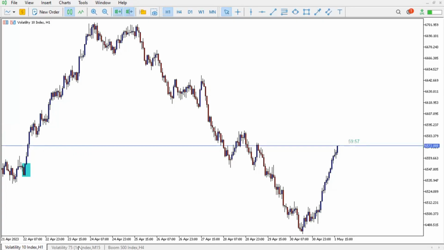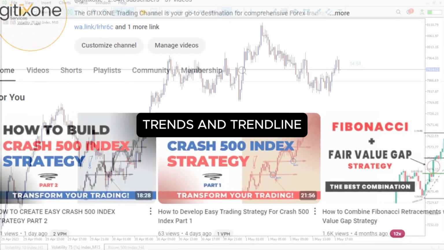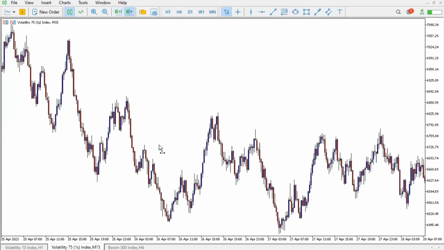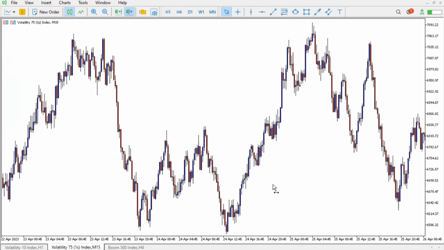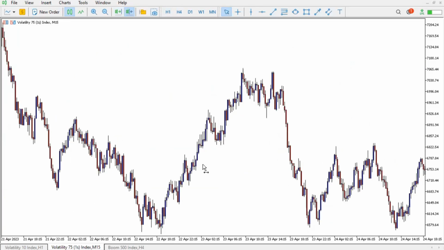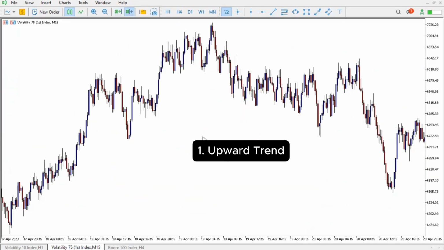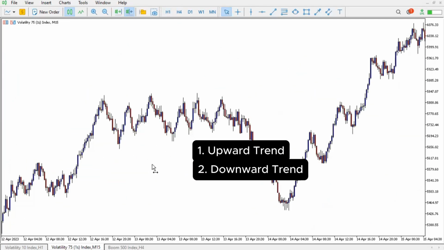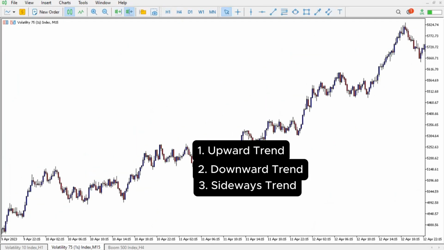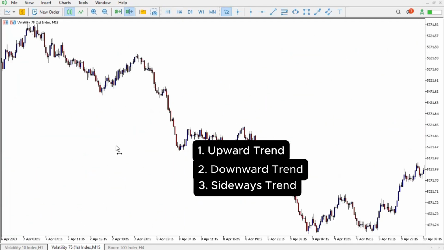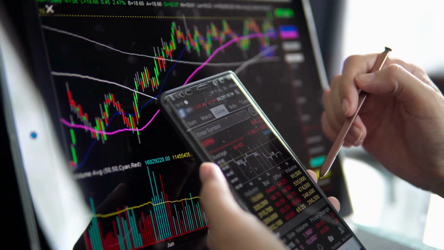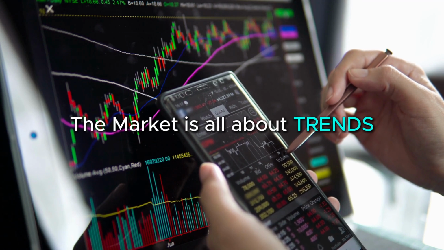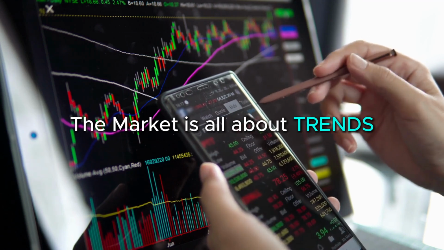So last week we did trends and trend lines. We explained that there are three types of trends: the upward trend, the downward trend, and the sideways trend. We said that in between trends, you will see other trends in between trends.